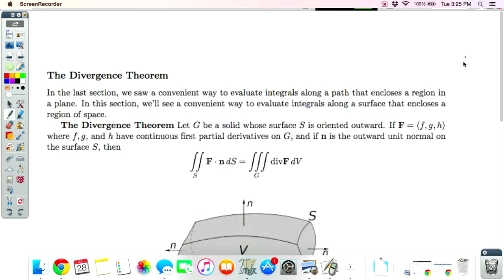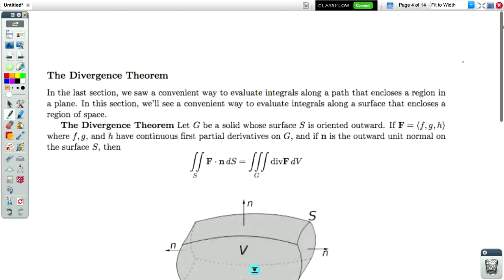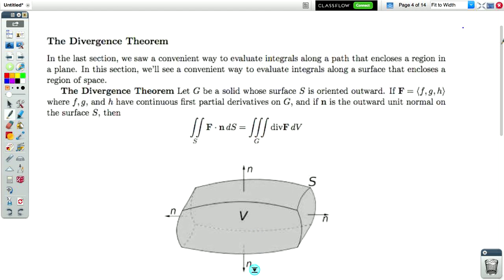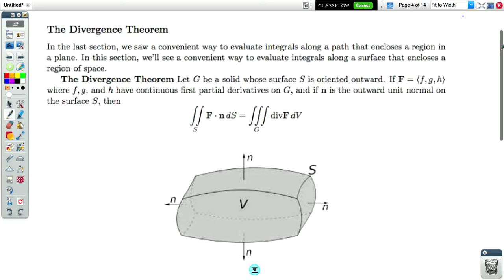So we just covered the first of our three main results for multivariable calculus, and our first one was called Green's theorem. Green's theorem gave us a way to convert a single integral, a line integral actually, to a double integral over a region. Now the next result is called the divergence theorem.